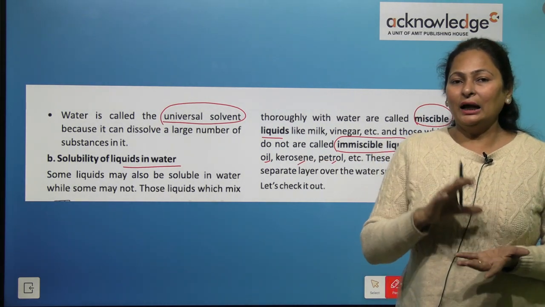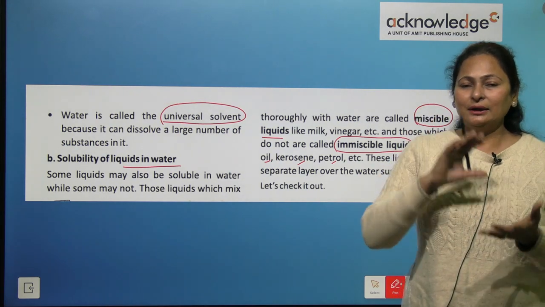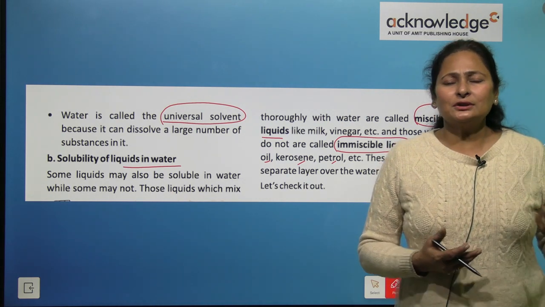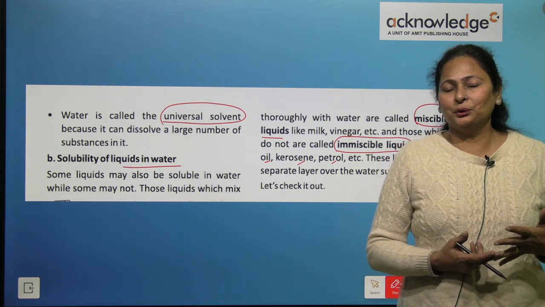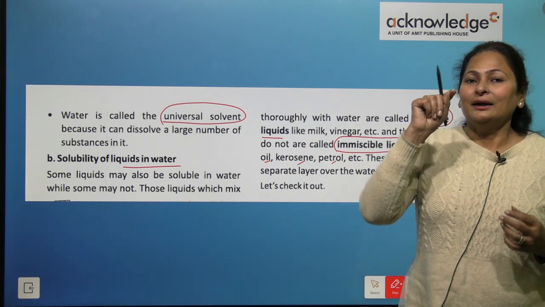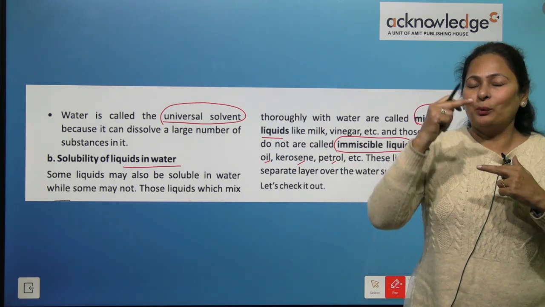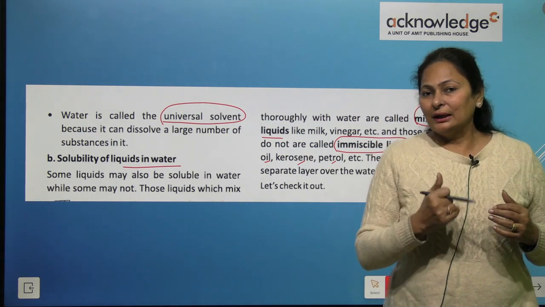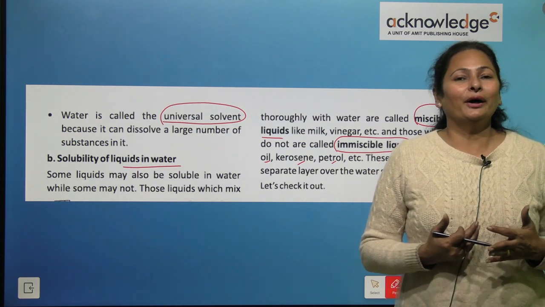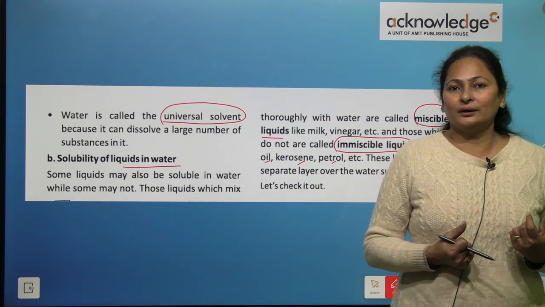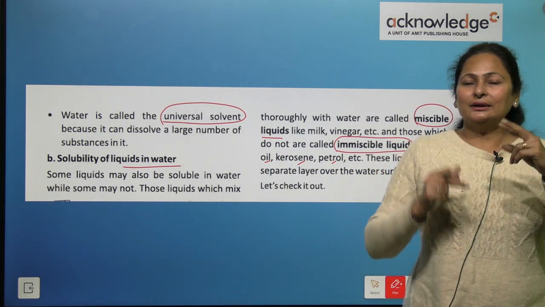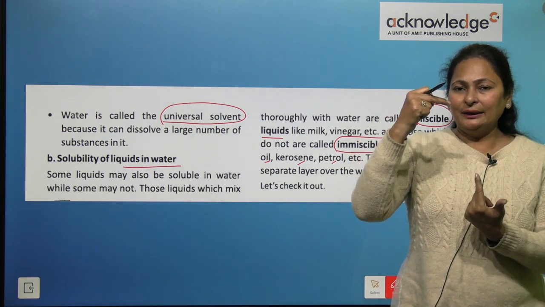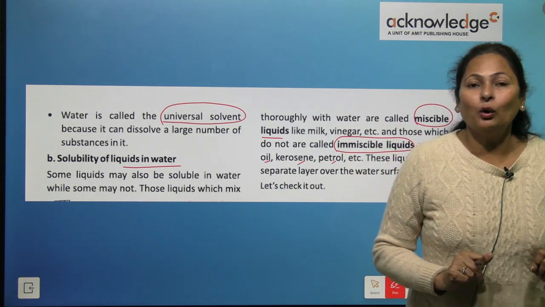If you take a transparent glass of water and pour some coconut oil or mustard oil, any oil which is available to you, you'll find that there are two separate layers. One is water and the oil is the upper layer in the glass, right? Why does it happen? Because oil is lighter than water. So you'll find two layers, water at the bottom and the upper layer is the oil, right?